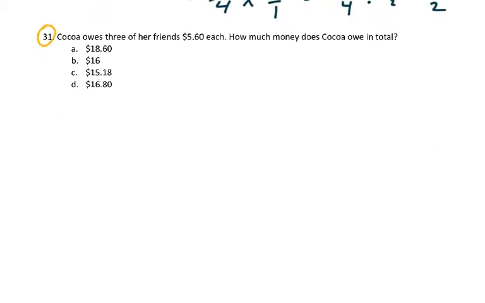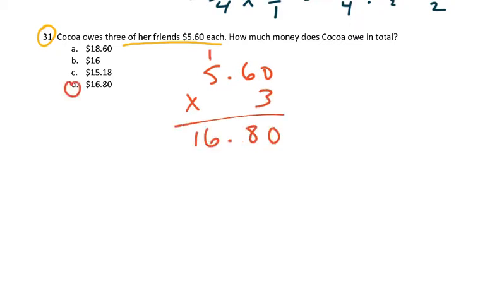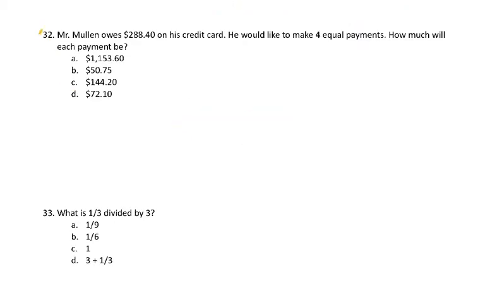31 says Coco owes her 3 friends $5.60 each. We know that word each means to multiply, so it's $5.60 times 3. So you should get D for number 31. 32 says Mr. Mullen owes $288.40 on his card. He would like to make 4 equal payments. How much will each payment be?